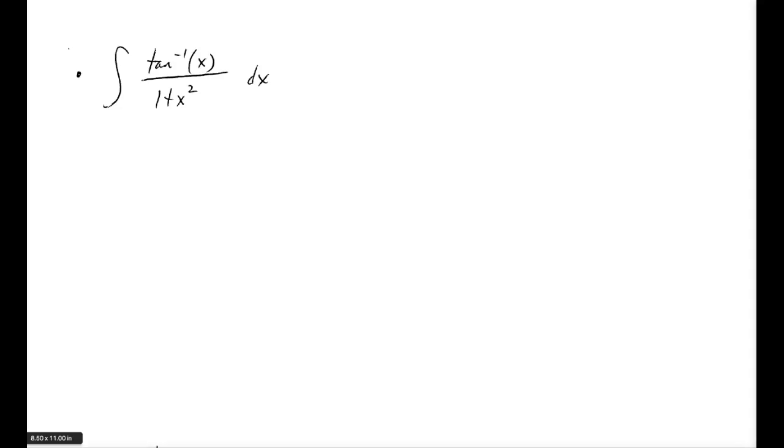All right, for this example, if we rewrote this as just the indefinite integral of 1 over 1 plus x squared times tan inverse of x dx, and if we note that whenever we take the derivative of tangent inverse, the derivative of that will be 1 over 1 plus x squared, it's pretty obvious what we should use for our u substitution here.